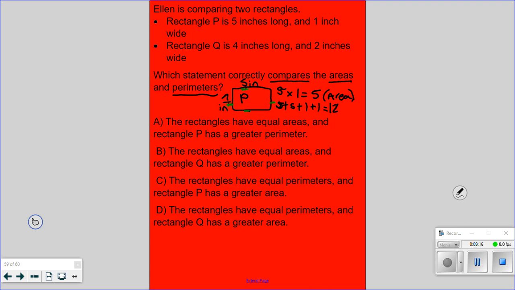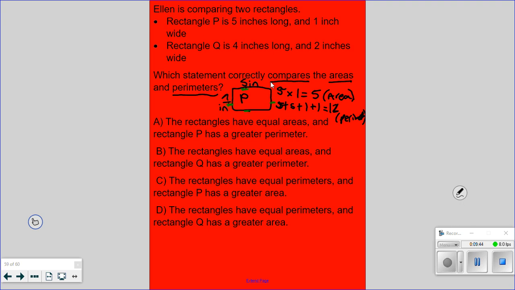So there is our perimeter. My perimeter word got a little squished. Harper? You got it? Alright, so there is rectangle P. Figure out rectangle P. What about rectangle Q though?